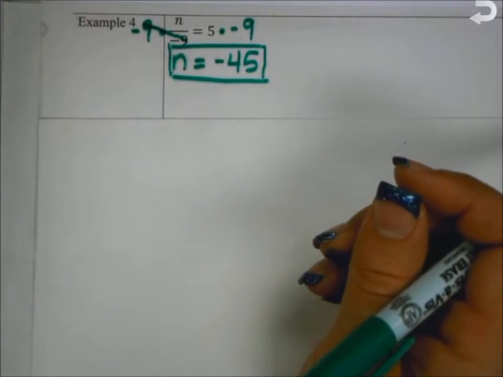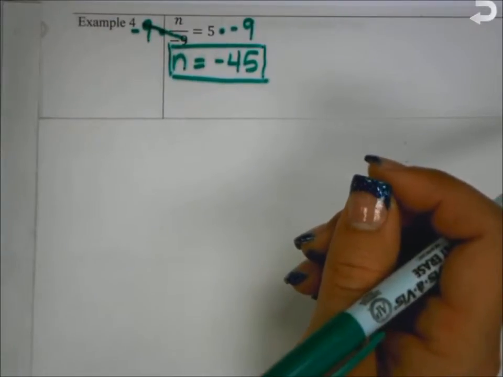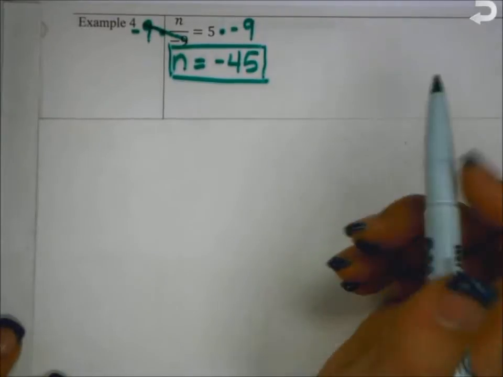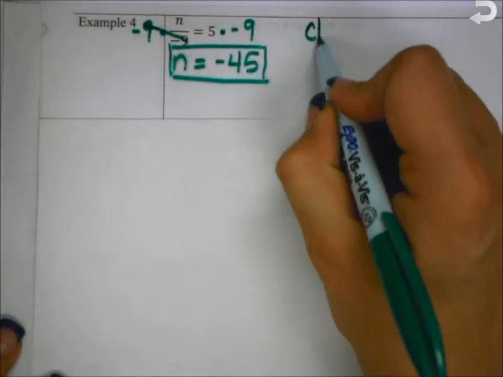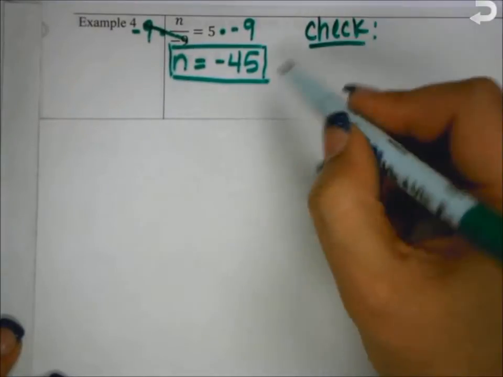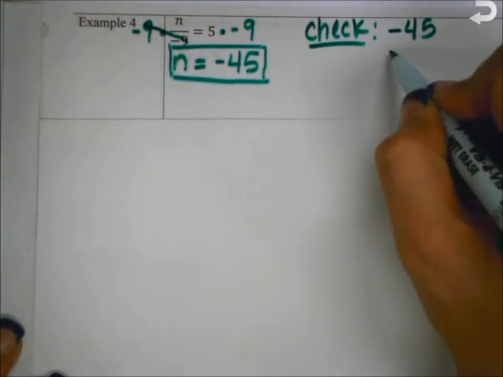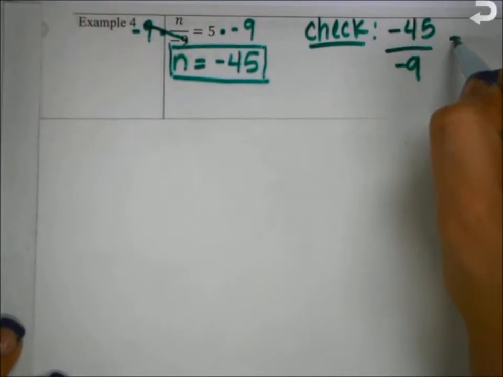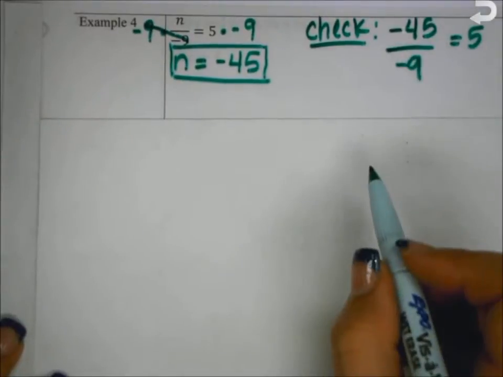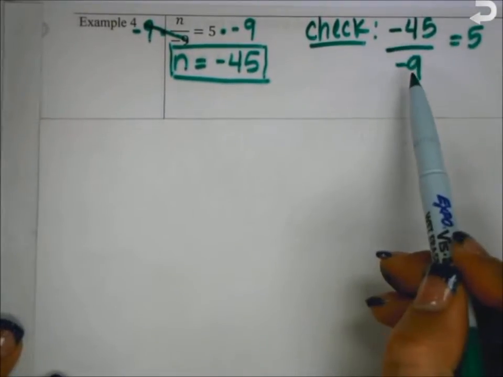Okay. So let's check it. How do we check it? We plug it back in. So we get negative 45 divided by negative 9, and we want that to equal positive 5. We're not sure yet. What's negative 45 divided by negative 9? Positive 5. Positive 5 equals positive 5. Is that true? Yes. So we got the right answer.